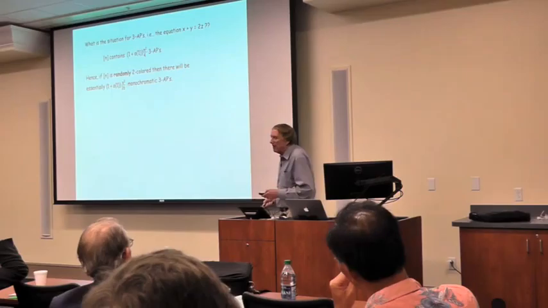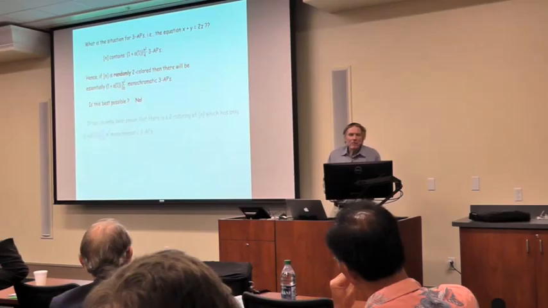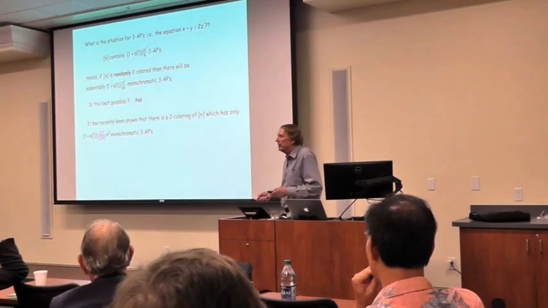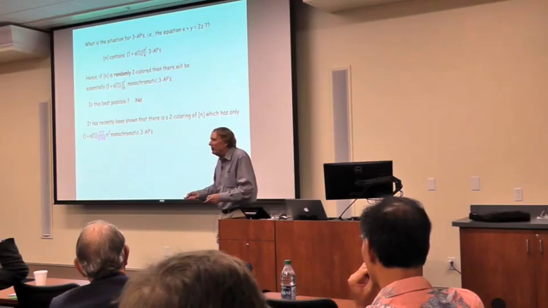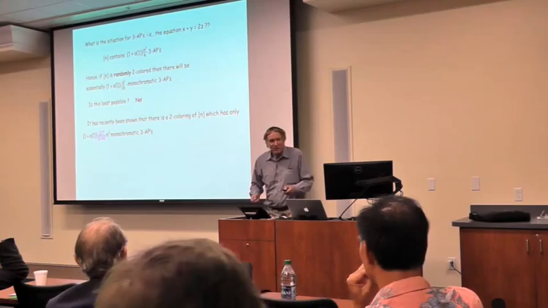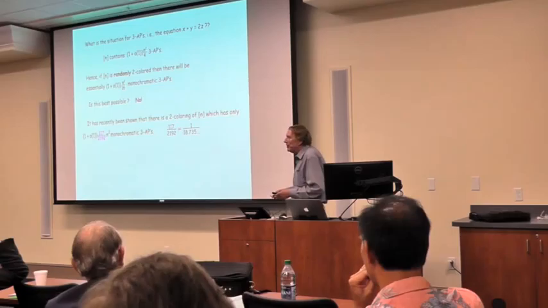Well, can you beat that? Yes, you can. That's not best possible. Recently, it's been shown there is a two-coloring that has only 117 over 2192 n squared. Now you say, is that the truth? Is that a beautiful number? Yes, I think it is. And that's one over about 18.7, which is better than 1 over 16.